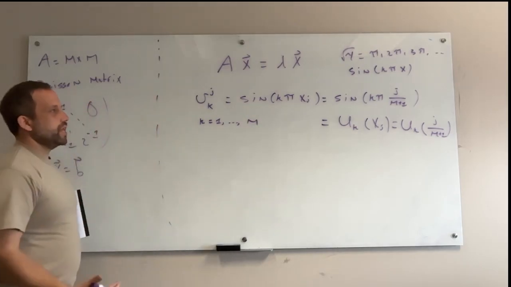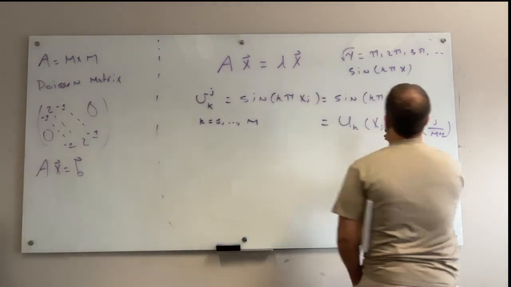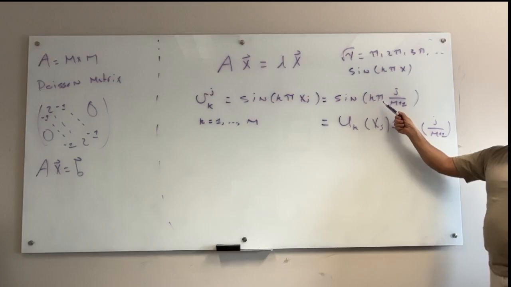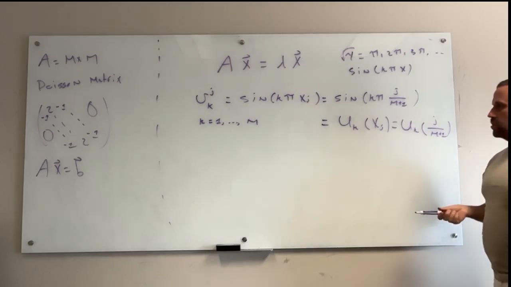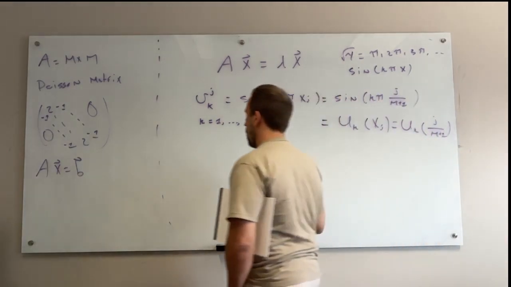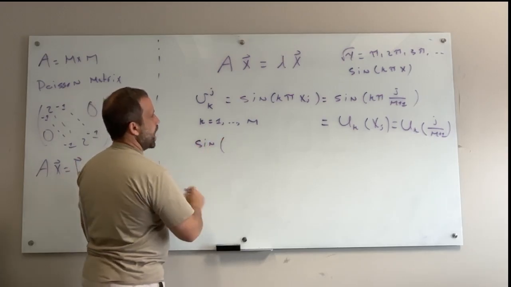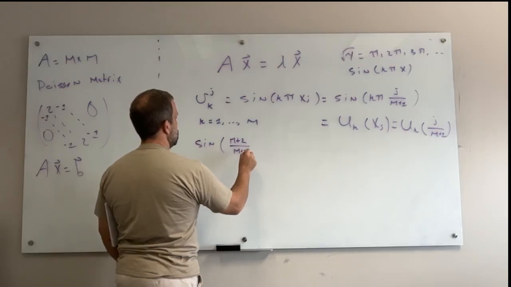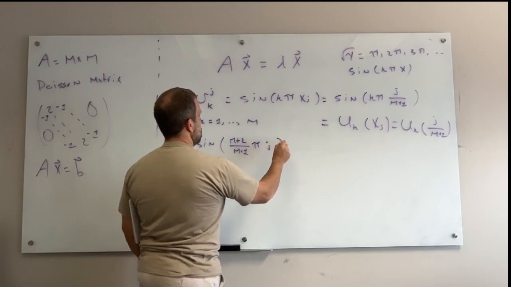And then what happens when we look at m plus 1? Well, if k is equal to m plus 1, we're going to have m plus 1 over m plus 1. That's 1 times pi. That's going to be sine of pi times an integer. So sine of any integer multiple of pi is going to be equal to 0. Okay, what about k equal to m plus 2? Well, if k is equal to m plus 2, we're going to get sine of m plus 2 over m plus 1 times pi j.